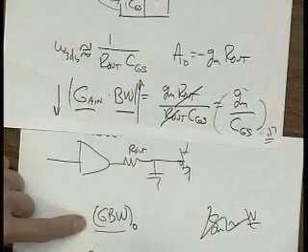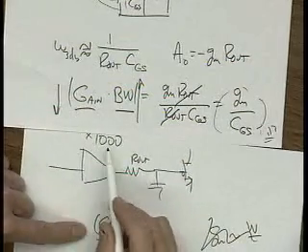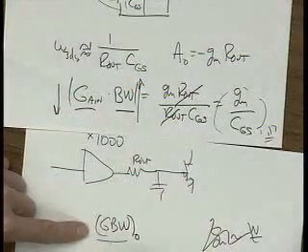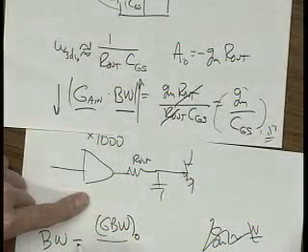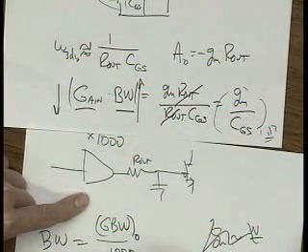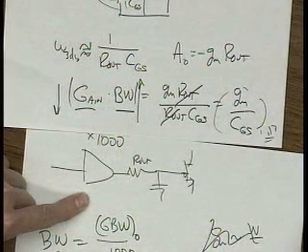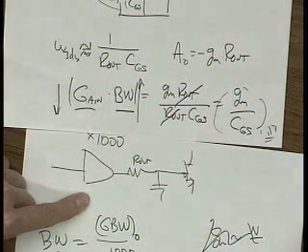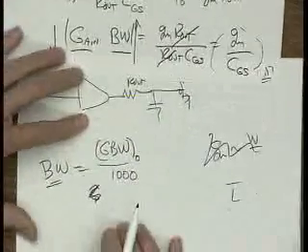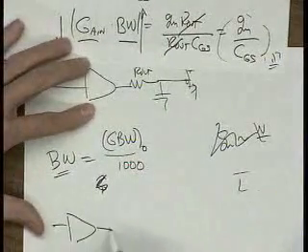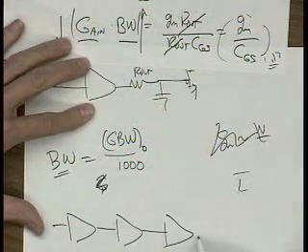Now, we have a choice here. Let's say we take a gain of 1,000. What's the bandwidth going to be? It's going to be that gain bandwidth product for this process divided by 1,000, and that will give what your bandwidth will be. Now, let's do another circuit. Let's do another approach. Let's take 3 stages of gain. Yes?